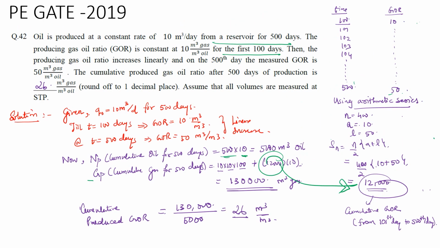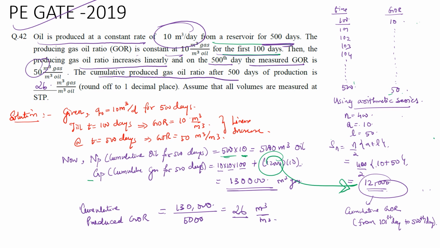Let's move further. This particular question was asked in GATE 2019. Oil is produced at a constant rate of 10 meter cube per day from a reservoir for 500 days. The producing GOR is constant at 10 for the first 100 days. Then the producing GOR increases linearly, and on the 500th day the measured GOR is 50. The cumulative produced GOR after 500 days needs to be found out.